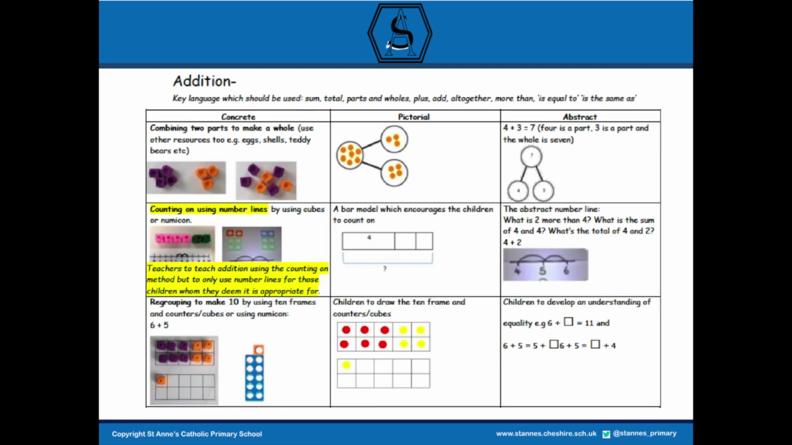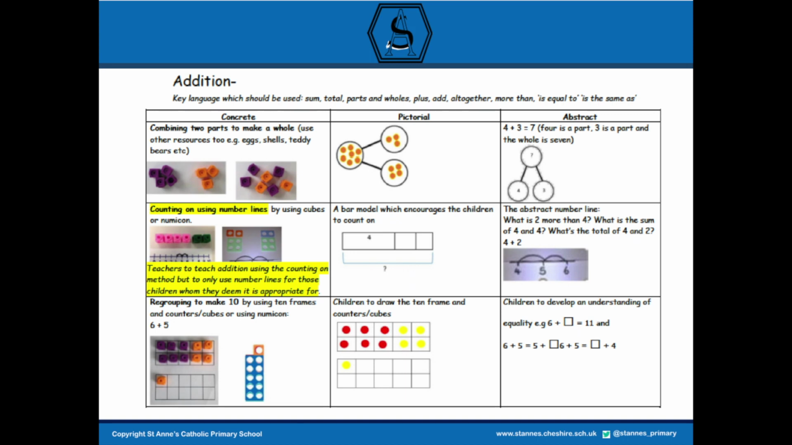As you can see, our policy is based on Inspire Maths, which is the scheme we follow, which is based on Singapore Maths, and it goes from the concrete, which is the left-hand column, to the pictorial in the middle, onto the abstract, which is the right-hand column. All children in school will start their maths on the concrete, and then depending on their ability will move on to pictorial, and then eventually onto the abstract.